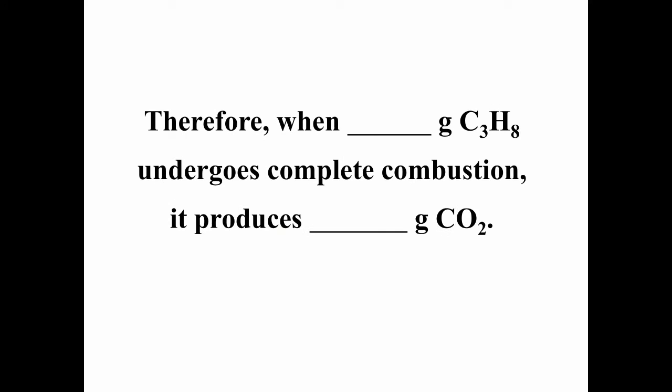And now one thing we can do is tie this all together and notice that we figured out that the 7.94 moles of propane is 350 grams of propane, and that the amount of CO2 that was produced was 1,047 grams of CO2. So when the 350 grams, or the 7.94 moles, of propane undergoes complete combustion, it produces 1,047 grams of carbon dioxide.